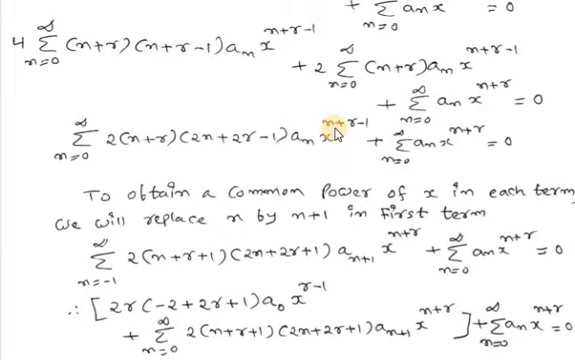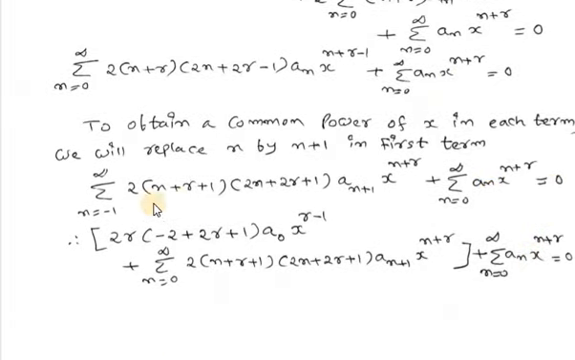Then after replacing n by n plus 1, the plus 1 minus 1 will cancel out, so it will become x raised to n plus r, and this term will be as it is, and that is equal to 0.